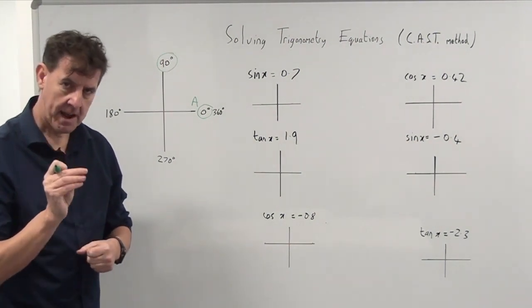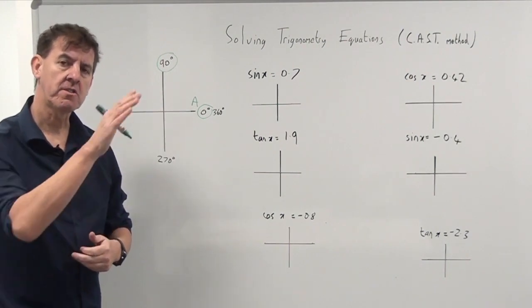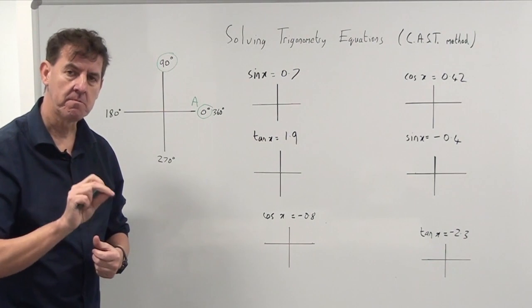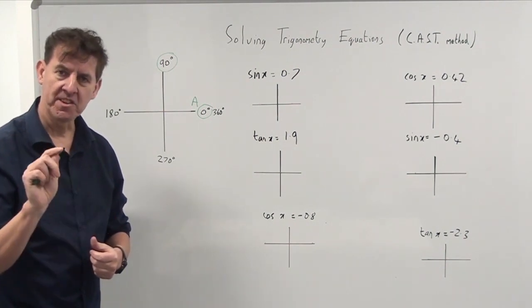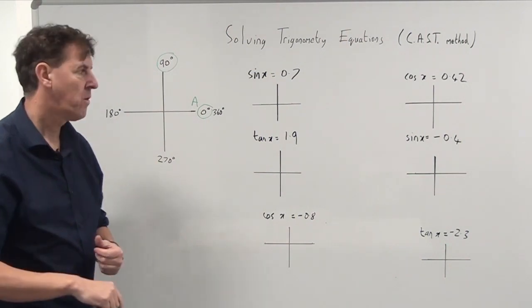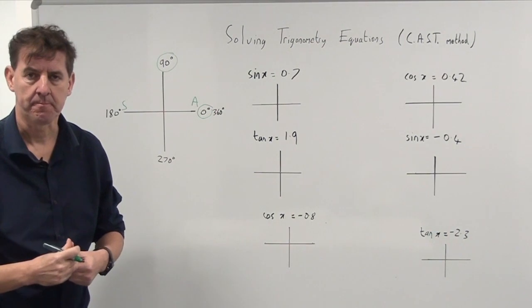Now if you look at the graphs between 90 and 180 degrees, the cos graph dips below the x-axis, the tan graph dips below the x-axis, and the sine graph remains positive between 90 and 180 degrees. So I'm just going to put the letter S inside there.